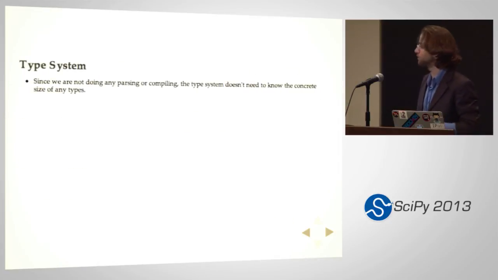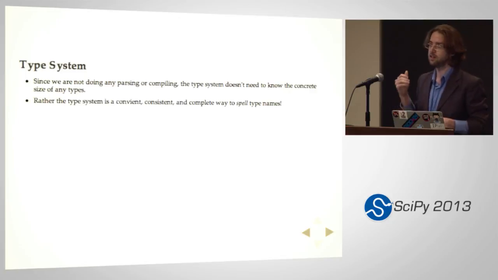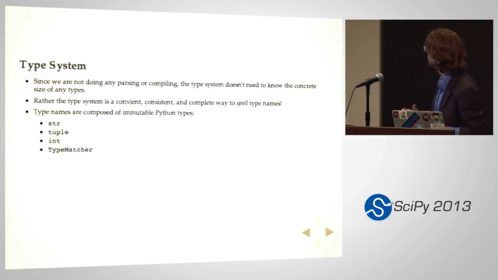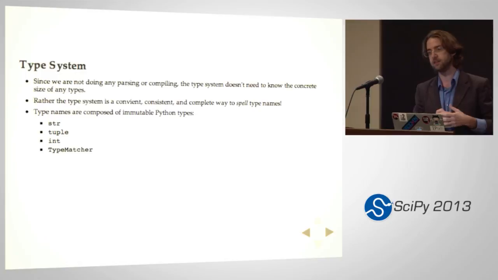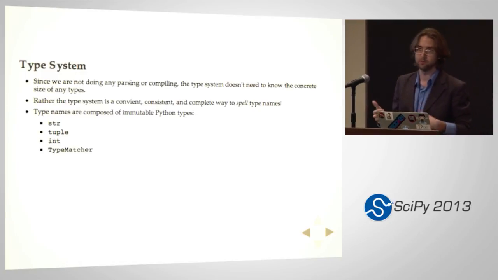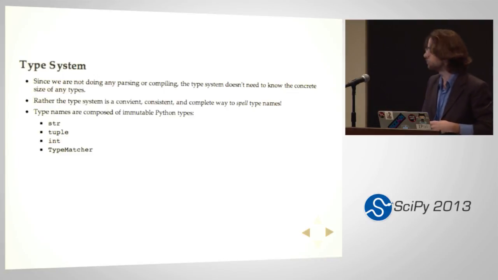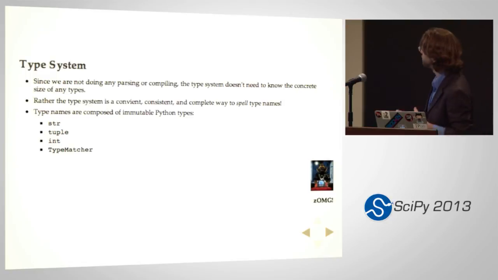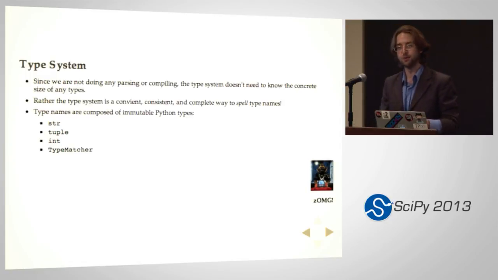Okay, so what do I mean by a type system in a code generation context? Since we're not doing any parsing or compiling, that's someone else's problem. We don't actually have to worry about the size of the types. So that's nice. That basically means that the type system is a nice, clean way to spell types, not the actual types themselves. A type in the type system is composed of immutable Python types: string, tuple, int, and then this custom type matcher, which took a lot of inspiration from the regular expression module, although in a very limited way. And since it's immutable, you can use types as keys in a dictionary, which is something you might want to do when you're doing code generation.